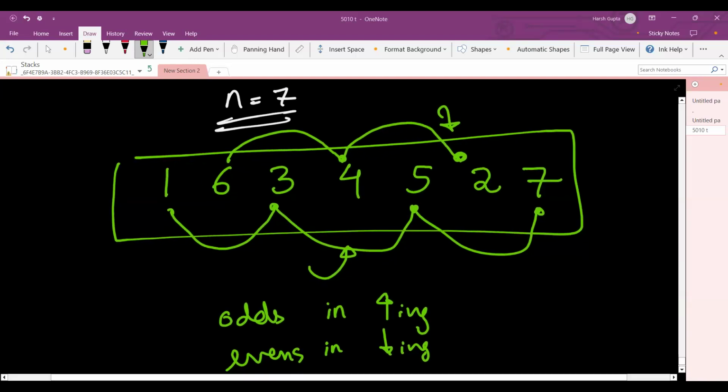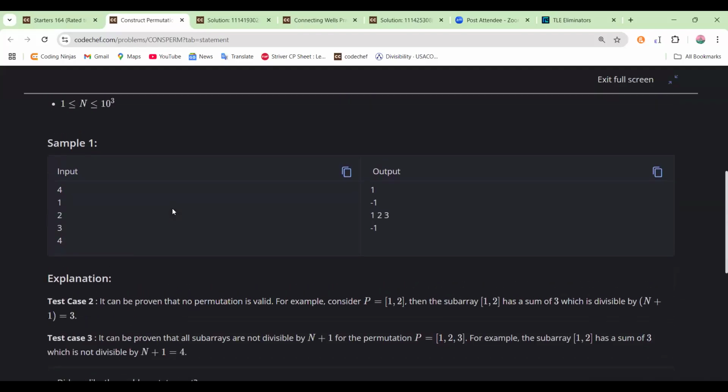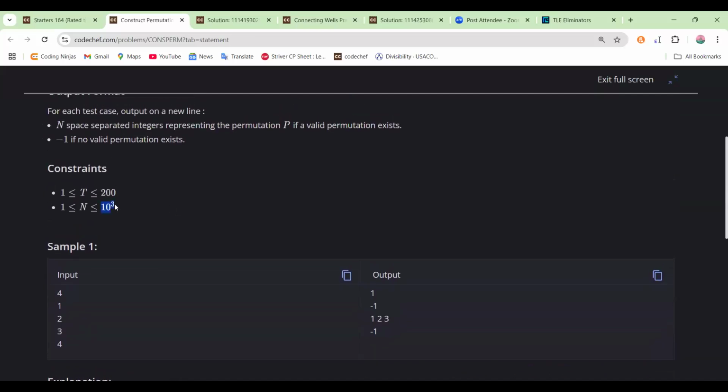Can we code in big O of n square? I don't think so. Let me recheck. n was given as 10 power 3 and t was given as 200. If you multiply n and t, you get 2 multiplied by 10 power 5. And if you take an extra n as well, you get the complexity as 2 into 10 power 8. Up till 10 power 8 it should work, but 2 into 10 power 8, I don't think it will work. So I don't think n square will work, and you don't need it as well.